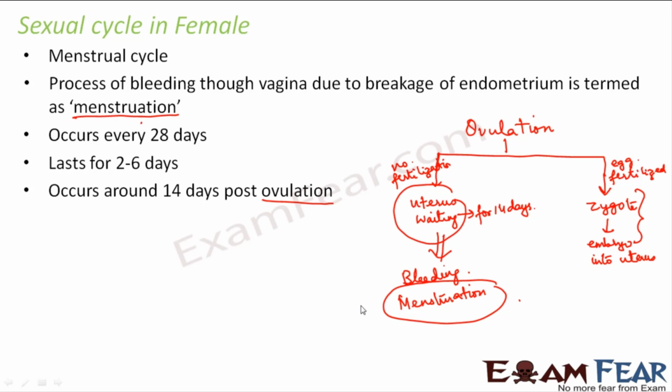Right? So whenever ovulation takes place, if fertilization takes place, then the uterus gets the embryo in 5 to 6 days. And if fertilization doesn't take place, the uterus waits for the embryo for 14 days. If it doesn't get any embryo till the 14th day, then it breaks the wall of the endometrium and the bleeding takes place through the vagina, and that is known as menstruation. So I hope that this concept of the menstrual cycle is clear to you now, that is, why menstruation happens.